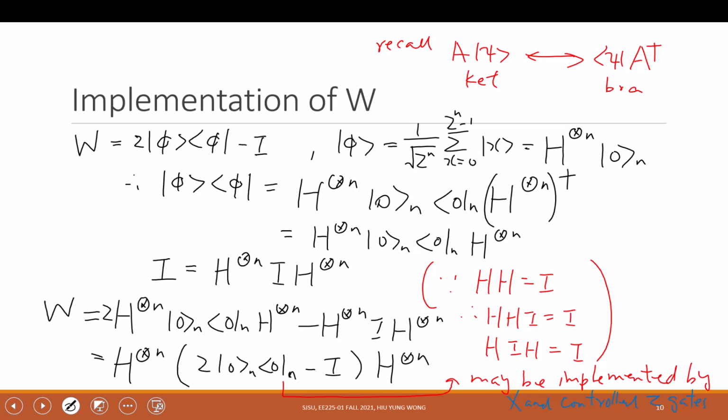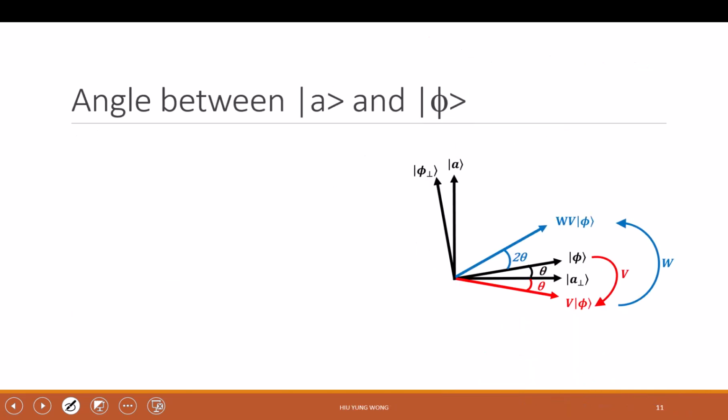Okay, that's good. So remember, we have 3 vectors. Let me come back. We have A, what we are searching for, A perpendicular to it, and phi, which is a superposition. We also have 2 methods. We are able to flip any vector about A perpendicular, which is V, which contains the information of the function. We also can flip any vector about phi, which is W.